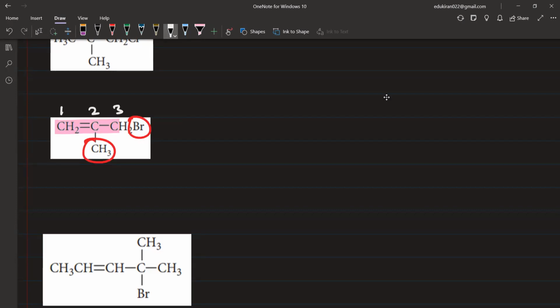Anna? So this will be what? The substituent is 2-methyl. Okay, and this Br is what? 3-bromo. Okay, so we'll start with 3-bromo or 2-methyl.